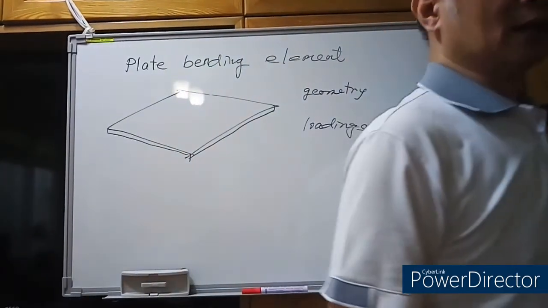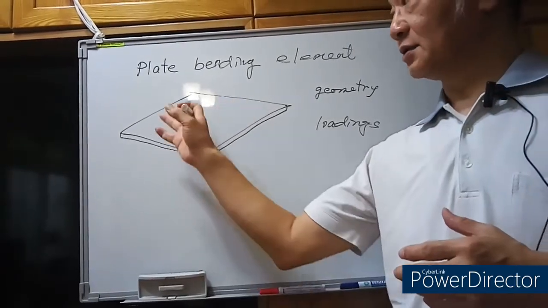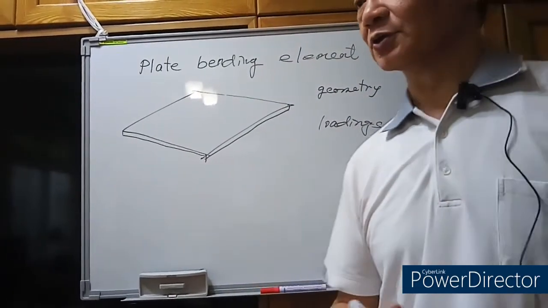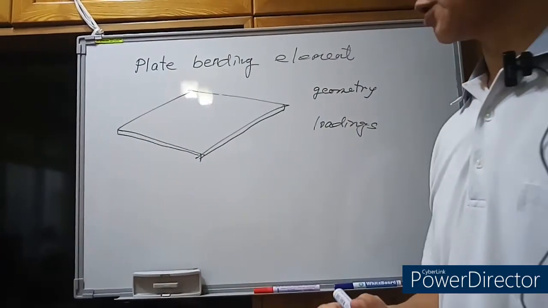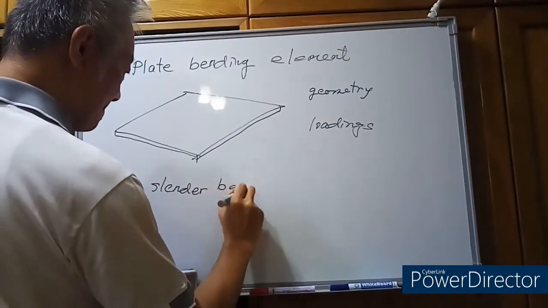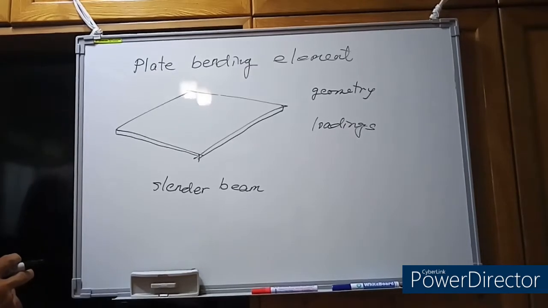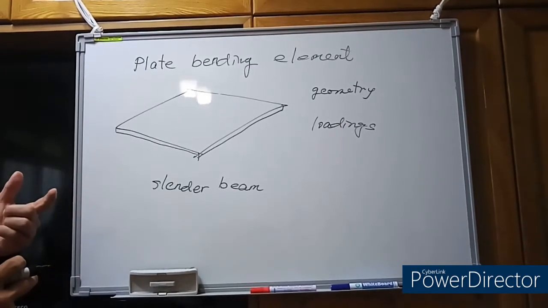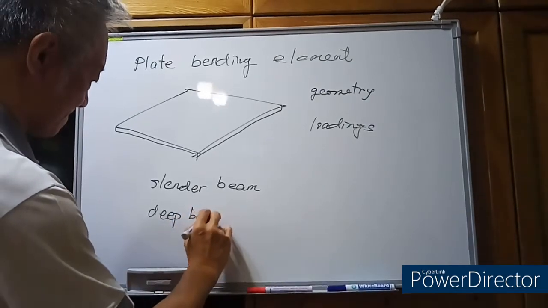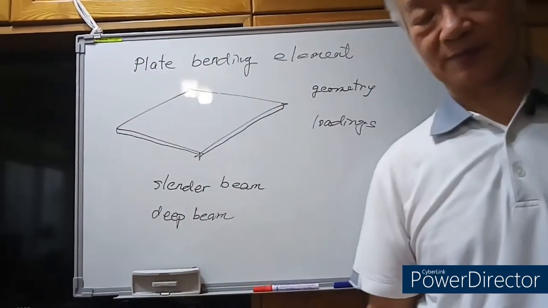Okay, compared to the one-dimensional models, the plate bending element is the two-dimensional beam model. For the beam models, we also have two different structural models. One is the slender beam element. The other one is the deep beam. Okay, one is the slender beam problem, the other one is the deep beam problem.